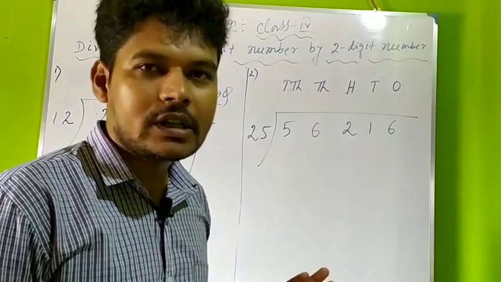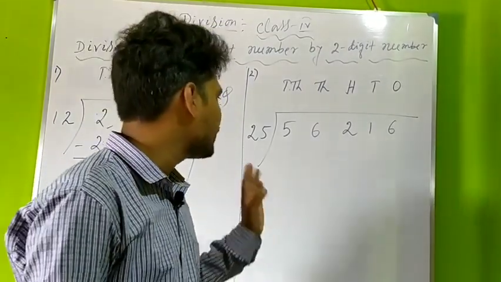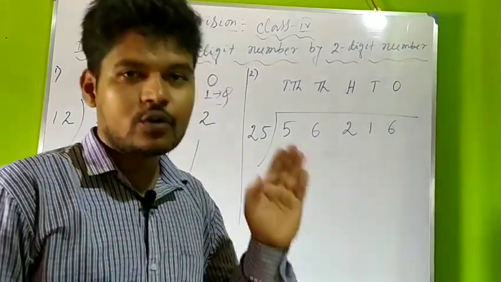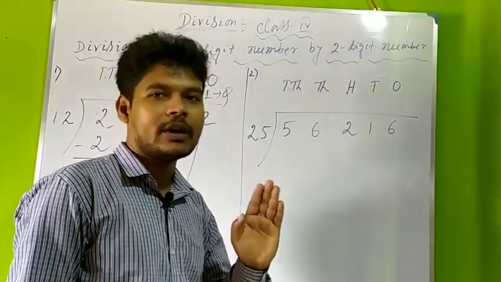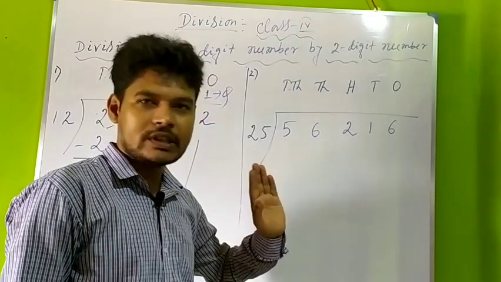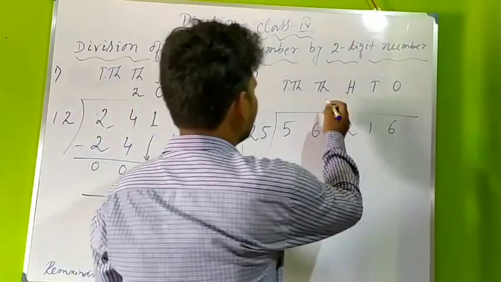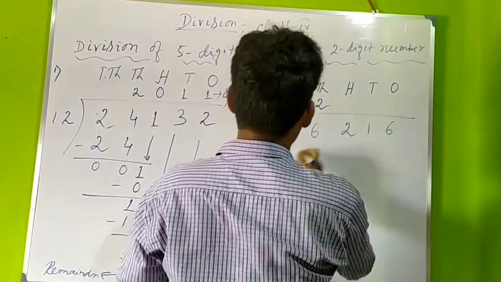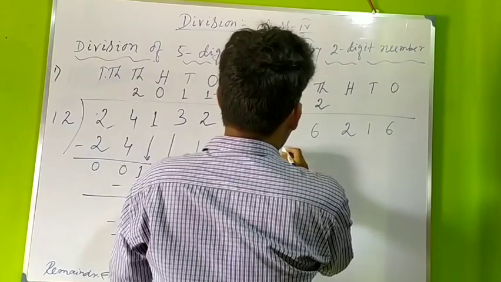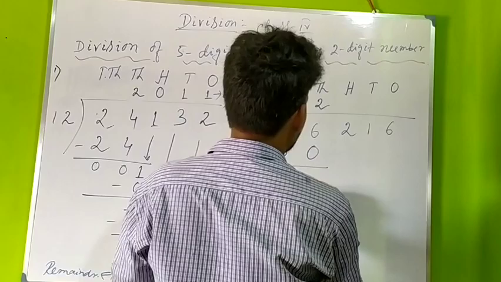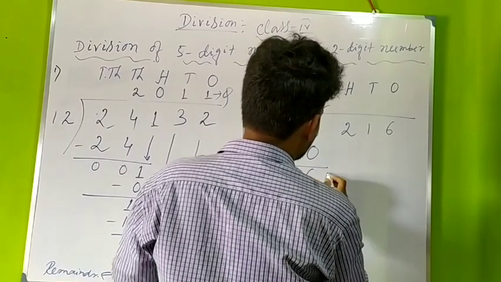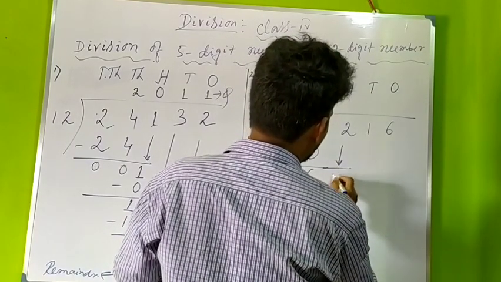Now you remember the multiplication table of 25. 25 into 1, 25. 25 into 2, 50. 25 into 3, 75. 75 is greater than 56. So you write down 2 at the thousands place, and it is 50. Subtract 50 from 56, 6. Remainder 6, 2 comes down.